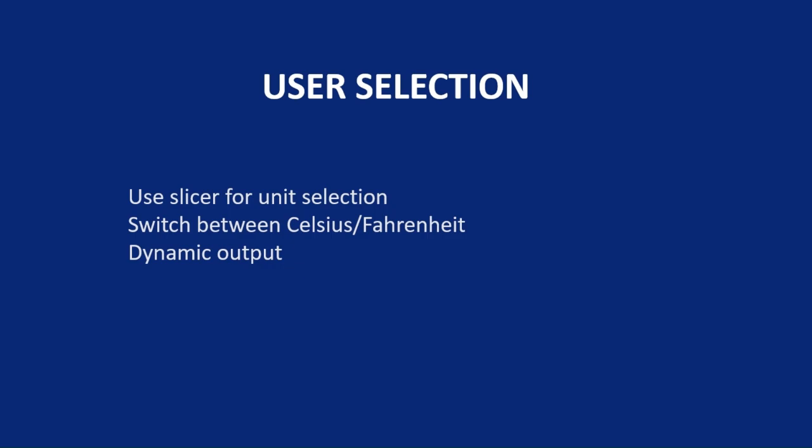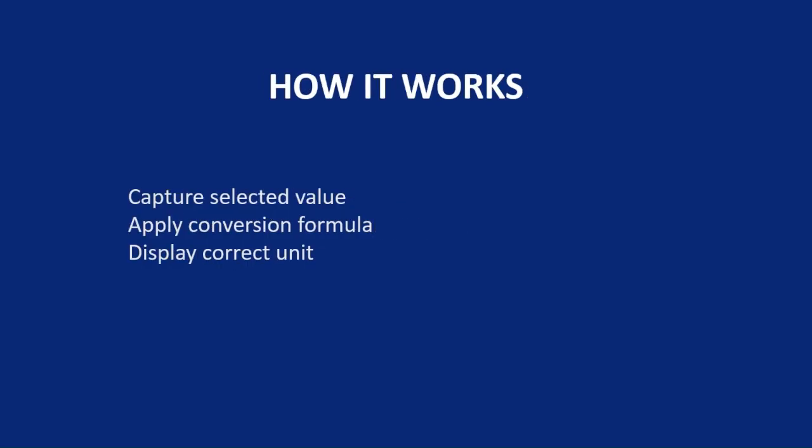Now we add user interaction. We use a slicer that allows users to choose between Celsius or Fahrenheit. This selection becomes the input for the DAX logic. So here's what happens behind the scenes. We capture the selected unit, apply the correct conversion formula, and display the result. All of this happens dynamically.